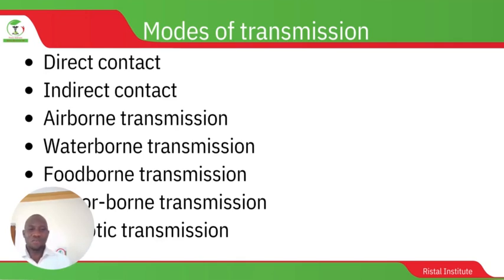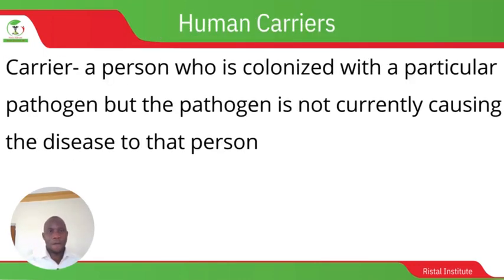And then we have vector-borne transmission. A vector is an organism that actually carries the disease-causing organism. So, for example, for malaria, the vector is a female Anopheles mosquito, yet the causative agent is the Plasmodium species. And then zoonotic transmission, which you have already looked at, these are conditions that are transmitted from animals to humans.